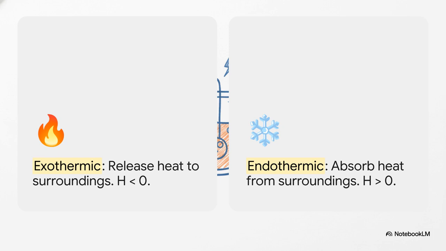But on the right, we have endothermic reactions. These absorb heat from the surroundings, meaning the enthalpy change is greater than 0. Dissolve some potassium nitrate in water, and it pulls the heat right out of the environment. The container actually becomes cold to the touch. Heat pushes out, or heat pulls in.